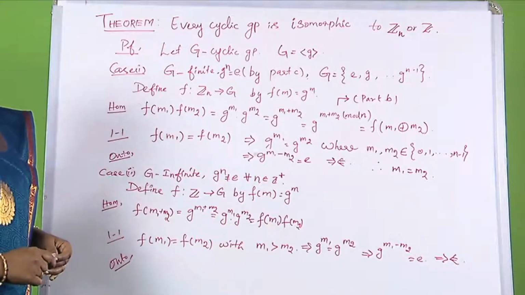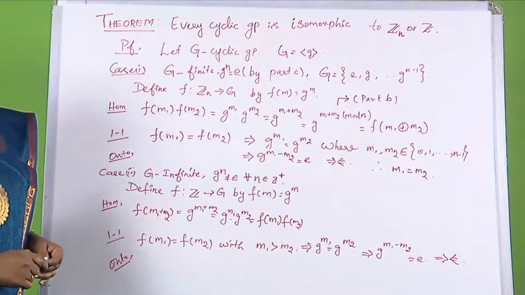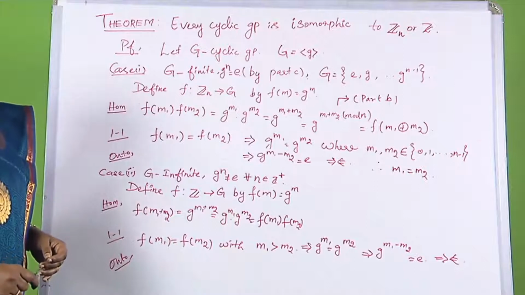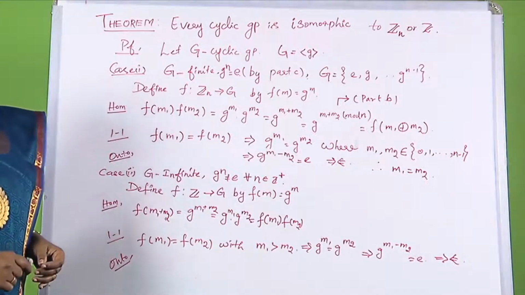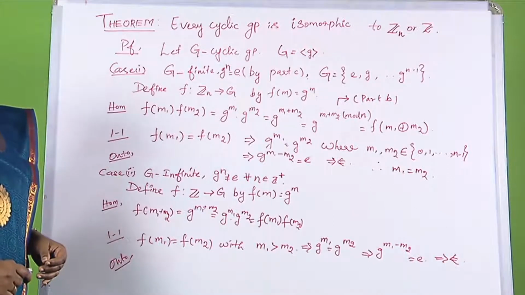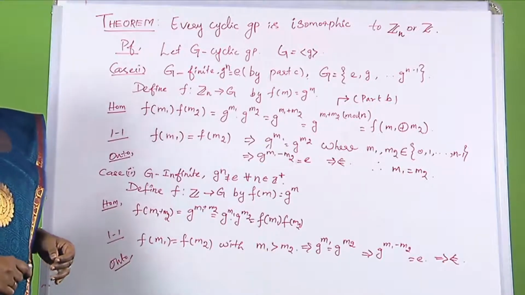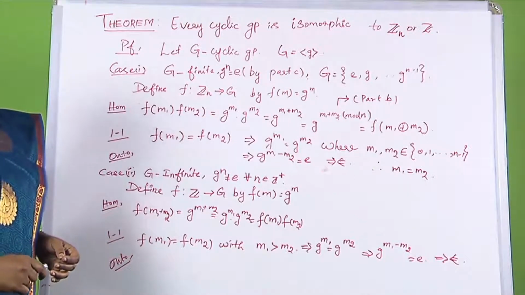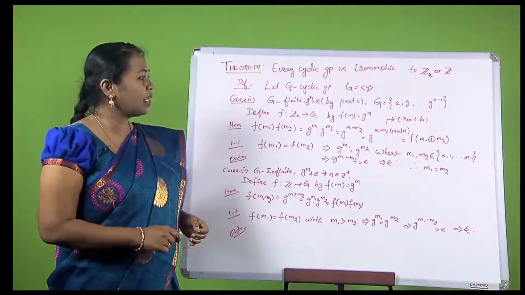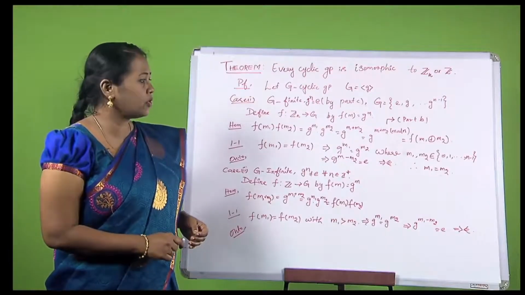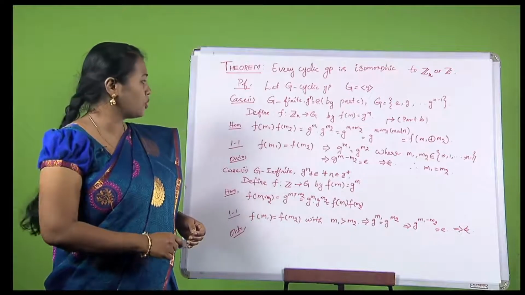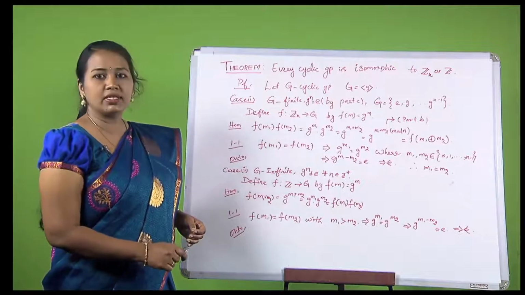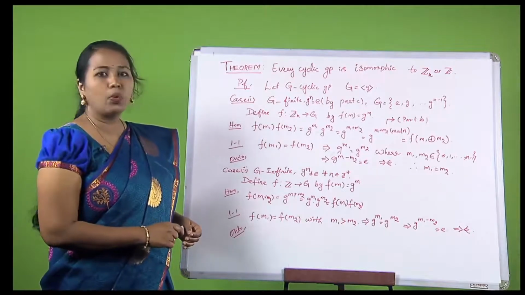Now from this statement, we get that g power m1 minus m2 is equal to e. This is a contradiction because we have said that n is the smallest integer for which g power n is equal to e, and m1 minus m2 is going to be smaller than n. Therefore, this statement cannot be true, as it contradicts our assumption, and this can only mean that m1 minus m2 is equal to 0, and therefore m1 is equal to m2. So we started at f of m1 equal to f of m2, and ended at m1 equal to m2, and therefore we have cleared the 1-1 property.